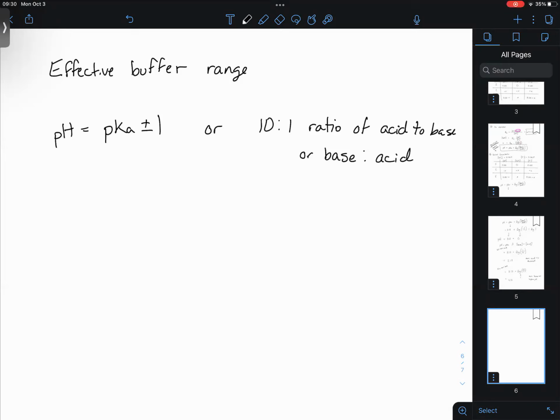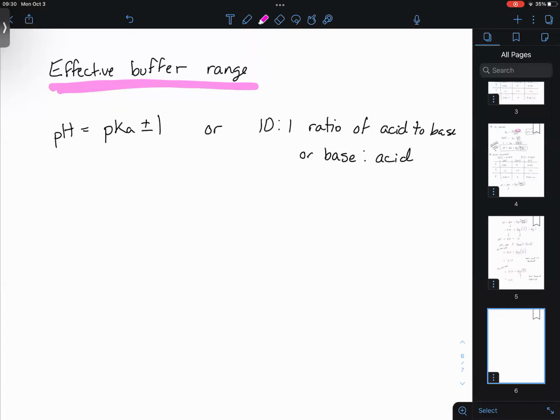It turns out that buffers do not really work outside of this range, right? A buffer cannot buffer against pH changes if the pH is more or less than 1 unit away from its pKa. Or another way of saying it is that there's more than 10 times as much acid as there is base, or more than 10 times as much base as there is acid. This right here is the effective buffer range. And again, we just showed that these two were saying the same thing. But yeah, so that's what we call the effective buffer range.